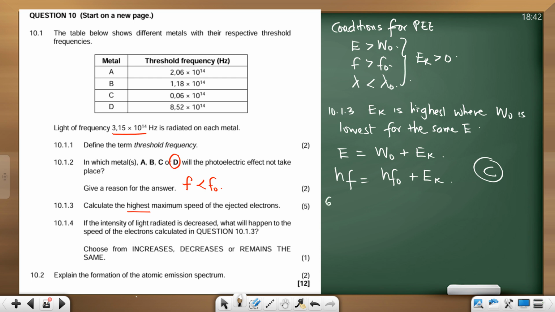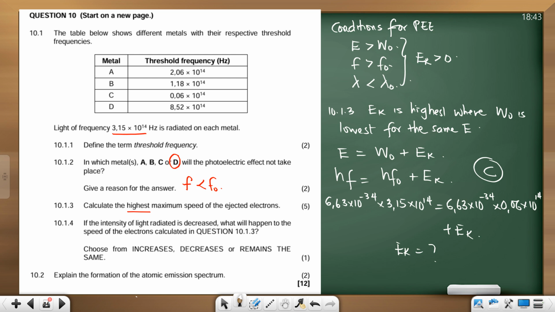Okay, what is h? 6,63 times 10 to the power what? Negative 34. What's your frequency? Are we fine there? What is h again? 6,63 times 10 to the power negative 34. What is the threshold frequency? 0,06 times 10 to the power what? 14 plus kinetic energy. I hope, guys, can you finish that and you're done? Oh, but we're not done.